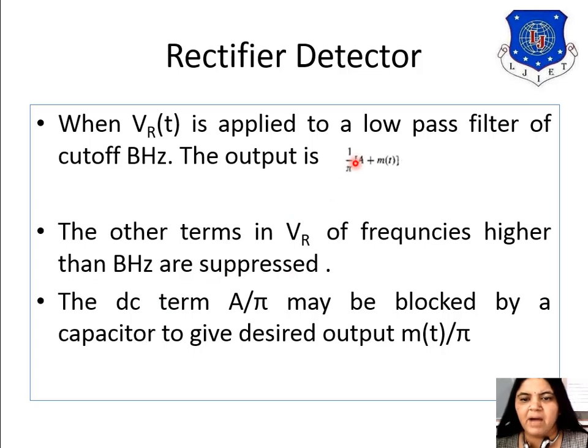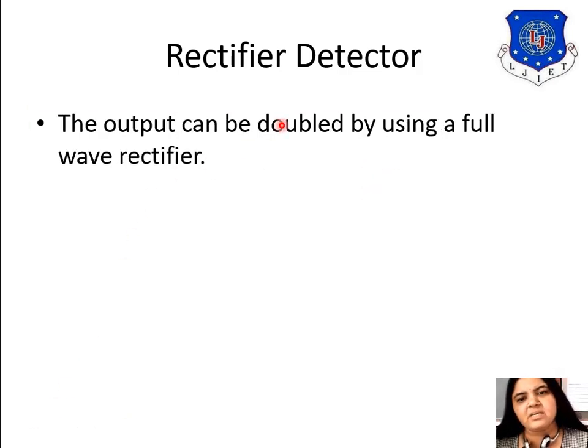The DC term A by π, if you open this bracket, it is A upon π plus m(t) upon π, but this A upon π is a DC component. So we put a coupling capacitor, which will block this DC, and you will get the desired output, that is m(t) by π. The output can be doubled by using a full wave rectifier. So this way we can have the rectifier detector output.